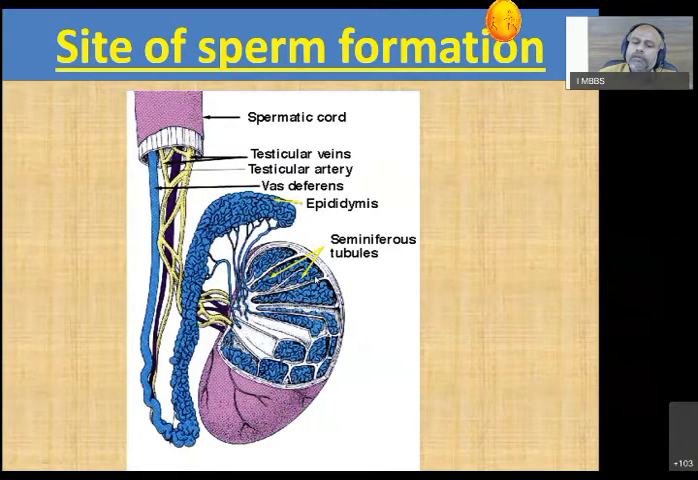At one time, only a part of a seminiferous tubule is manufacturing sperms. Suppose this distal convoluted part is forming the sperms, the rest of the part will take rest. Not all parts of the seminiferous tubule form sperms at a time. The rest of the tubule, suppose this apex is forming, the base is at rest.